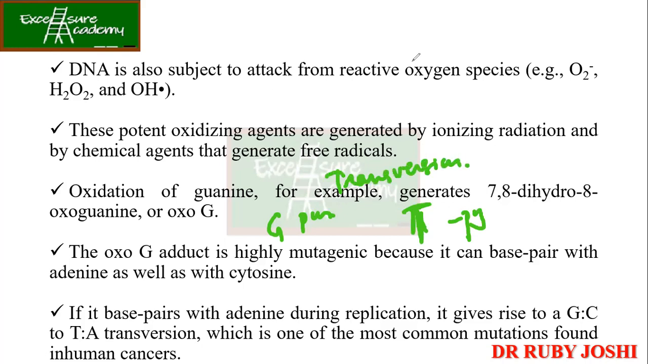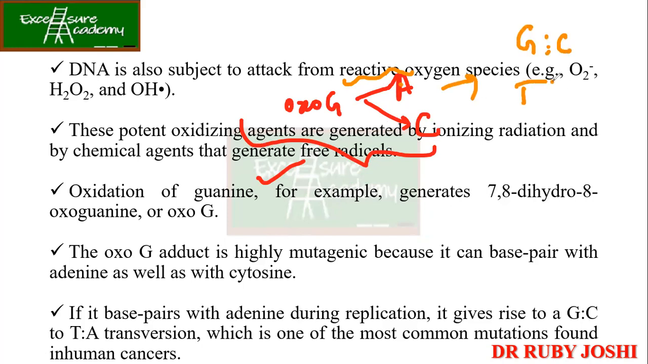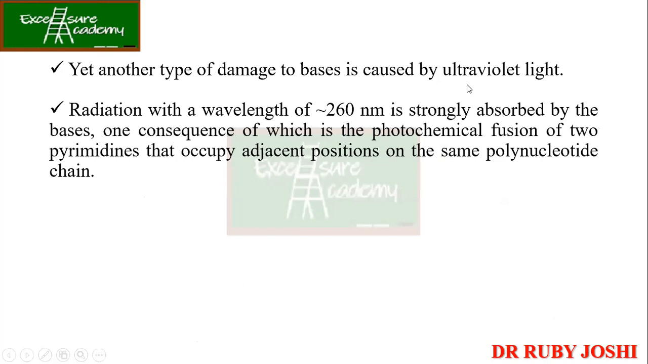ठीक है, so in the case of OXO-G, it can base pair with adenine, it can base pair with cytosine. अगर cytosine के साथ हुआ, so it's okay. It is not going to affect the sequence or affect the DNA. But if it is base pairing with A, so what will happen in the next round of replication? Instead of having GC, I'm going to have TA. So this becomes the transversion. Okay, and these kinds of transversion mainly are the reasons for the human cancers to cause.